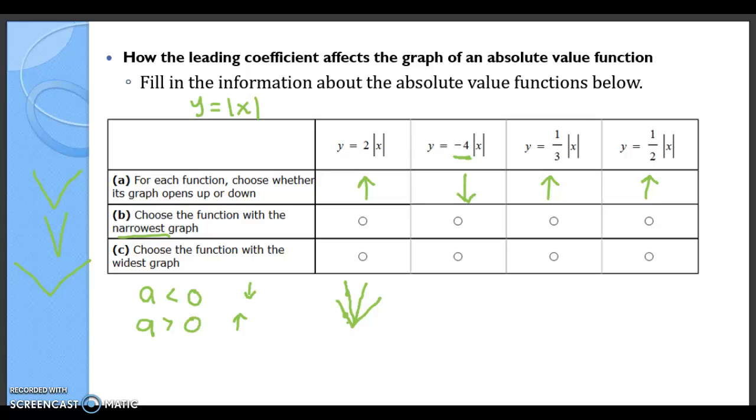So the biggest number is the narrowest, and that is going to be this -4.